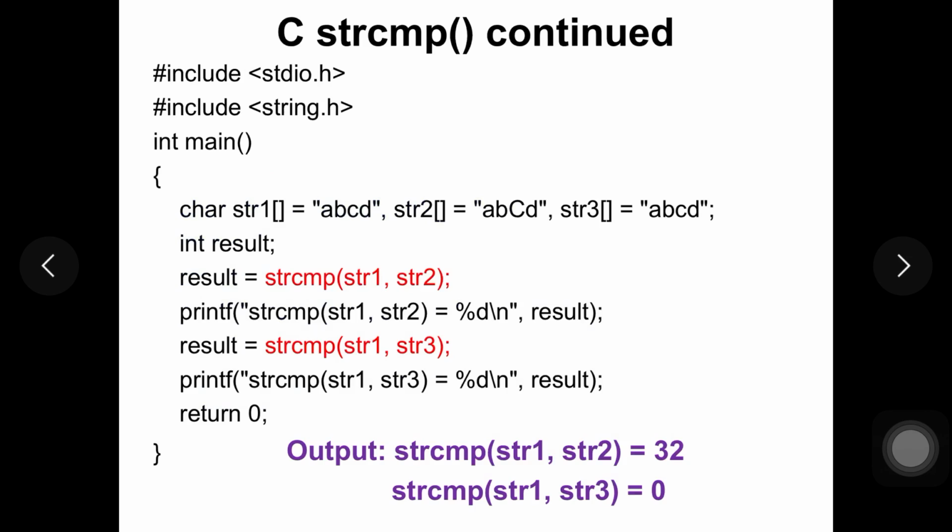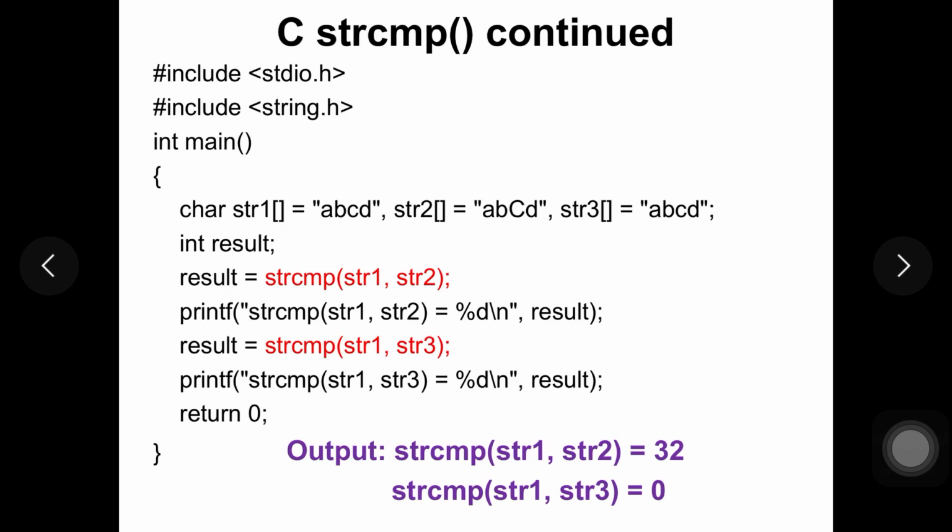Okay, so you can just see here in the string compare example, we have defined various strings, that is string 1, string 2 and string 3. String 1 has the value ABCD, string 2 is also ABCD, just c is in capital letter, and string 3 is also ABCD. We have defined one more variable for calculating the result, to see how you are going to get the result in integer form.